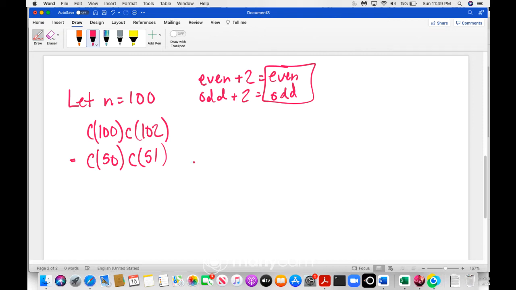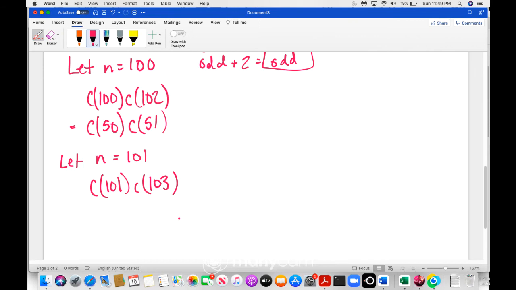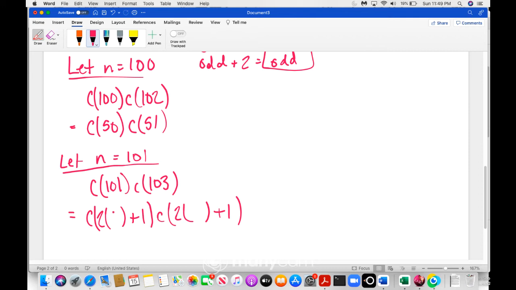Okay, and I can go on and break this up further, but I'm just going to stop here because if I let n equal 101, that's an odd integer. So this is going to be C of 101 times C of 103, which are both odd numbers, excuse me. So that could be broken up into C of 2 times n plus 1 times C of 2 times something else plus 1. Okay, well, this is going to be 50, right?